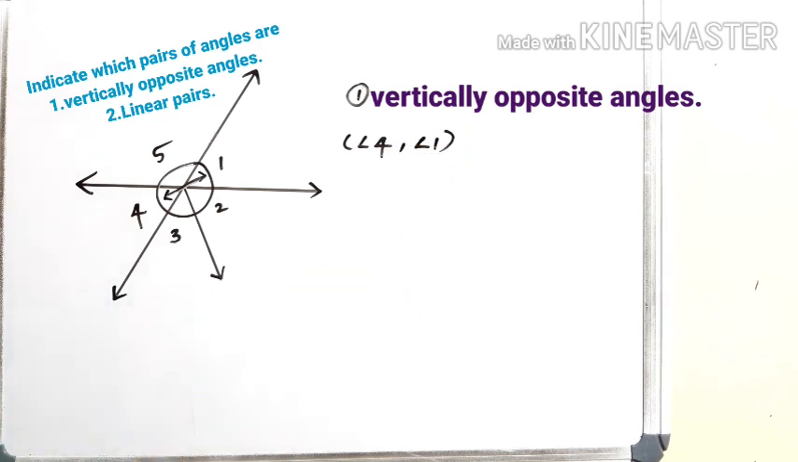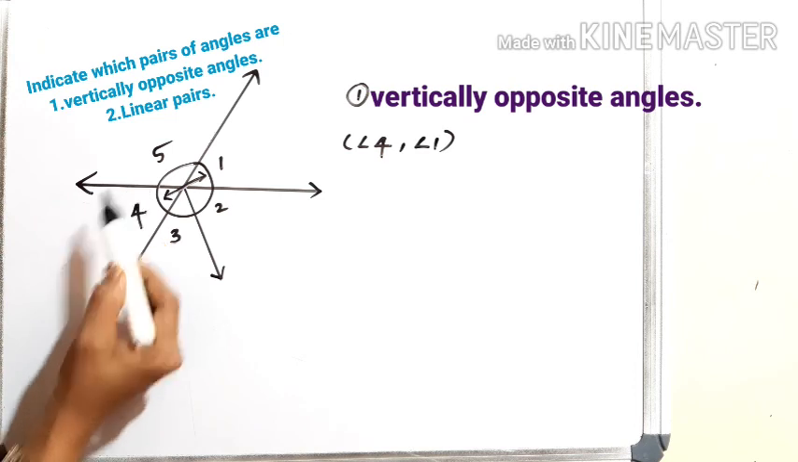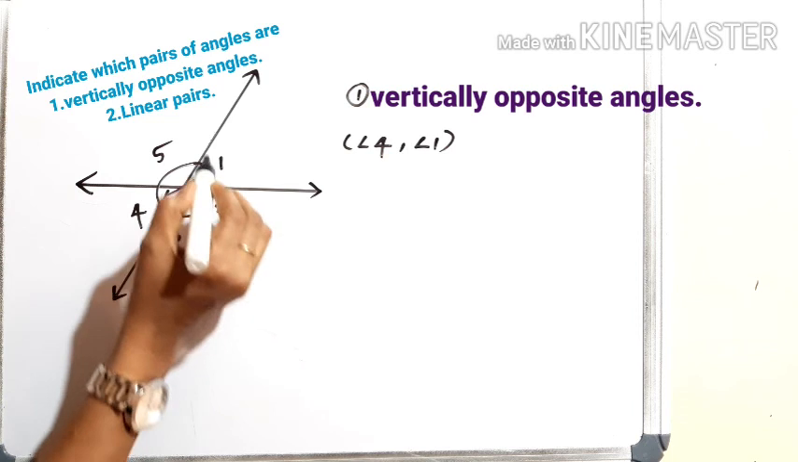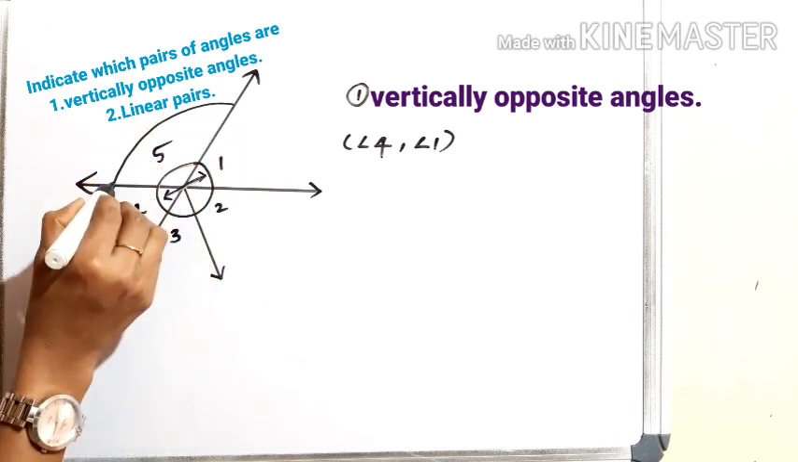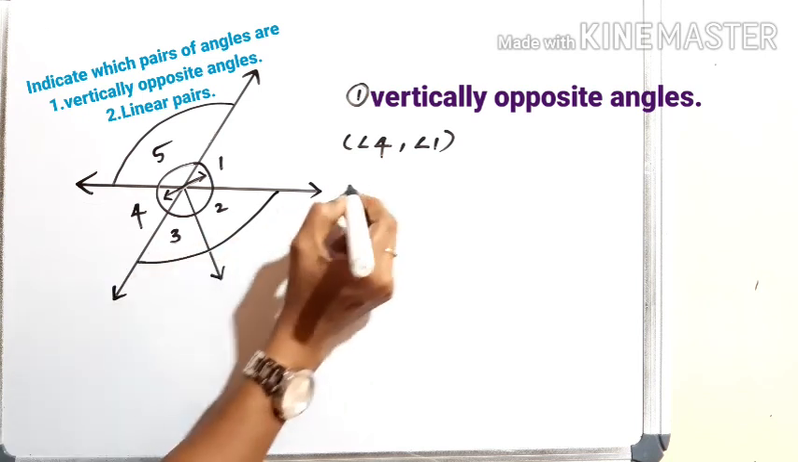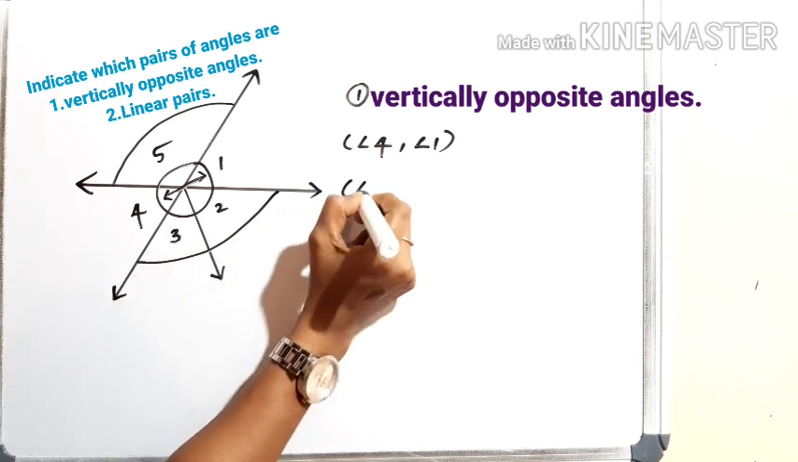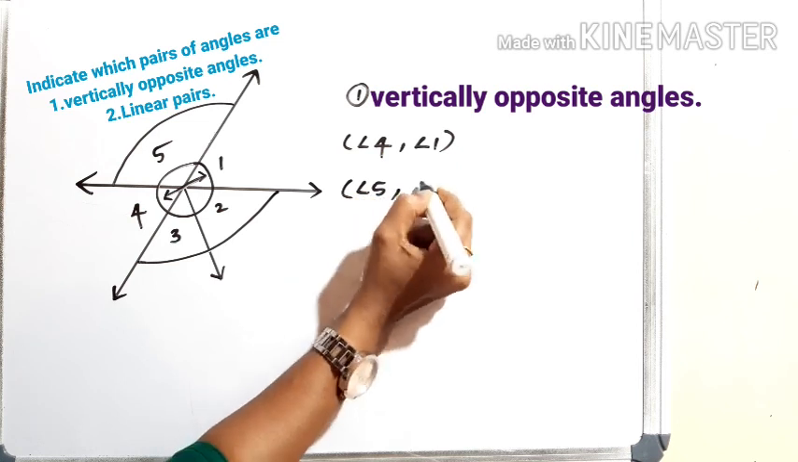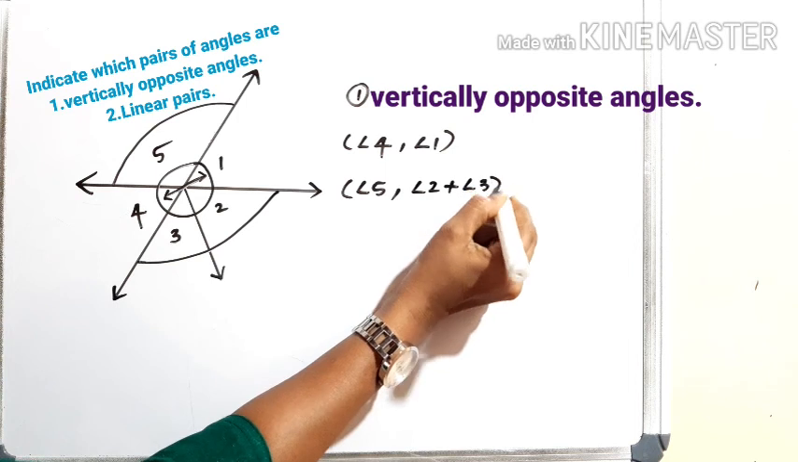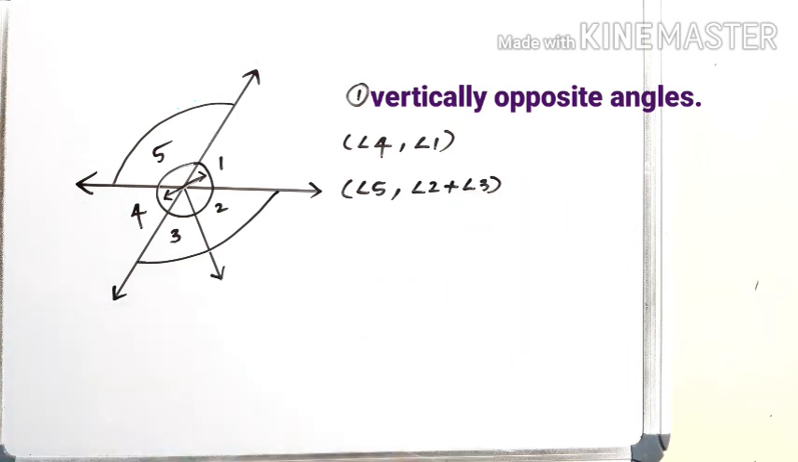Then next vertically opposite angles, can you give me, children? Which one? Yes. Angle 5 and angle 2 plus 3. These two angles, right? So, second answer, angle 5, angle 2 plus angle 3. Clear, no? Next we have to find linear pairs, right?